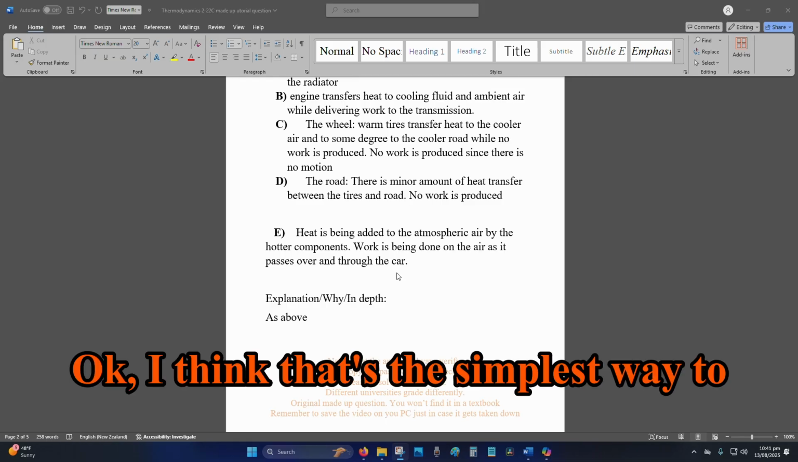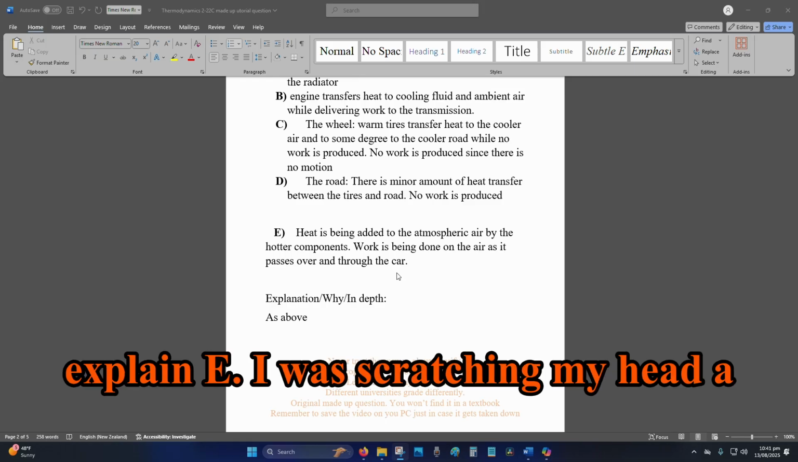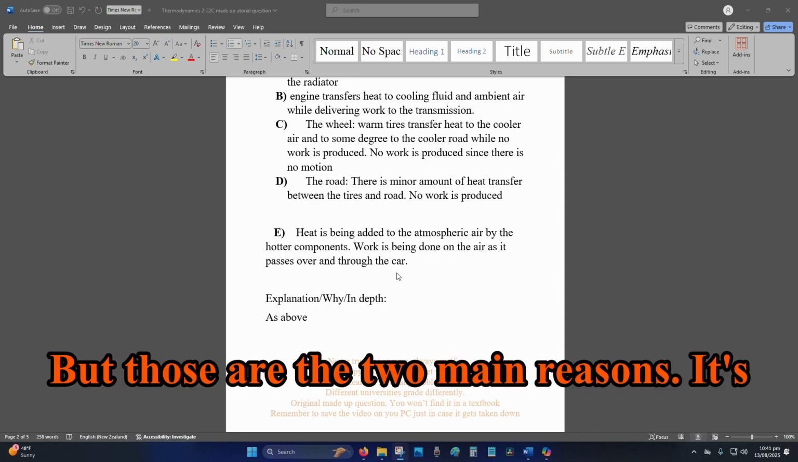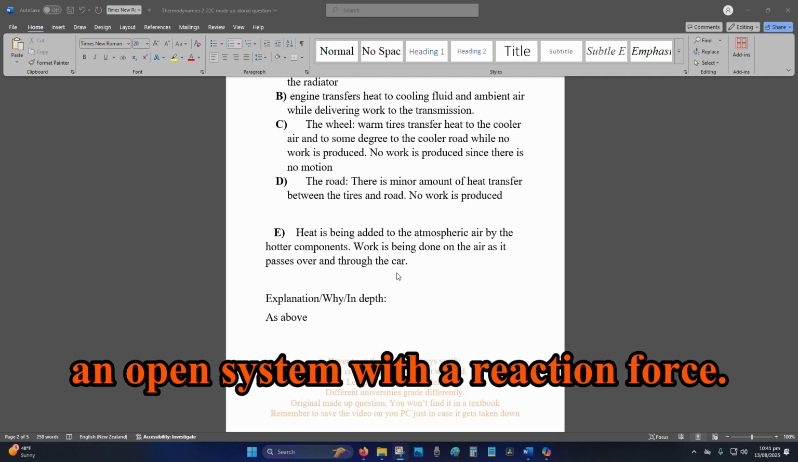Okay, I think that's the simplest way to explain E. I was scratching my head a little bit and trying to figure it out. But those are the two main reasons. It's an open system with a reaction force.